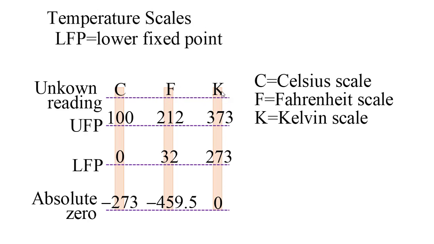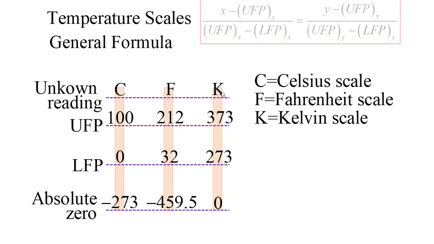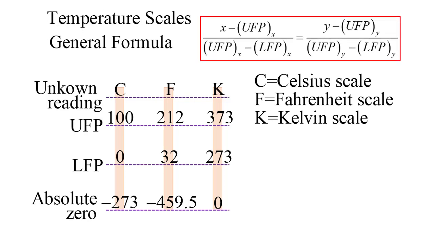So LFP is the lower fixed point, and the UFP is the upper fixed point. Our general formula is: some scale x minus the upper fixed point of that particular scale x, divided by the upper fixed point of the x scale minus the lower fixed point of x, is equal to the same expression for another scale. For example, the scale y minus the upper fixed point of y, divided by the upper fixed point of y minus the lower fixed point of y.